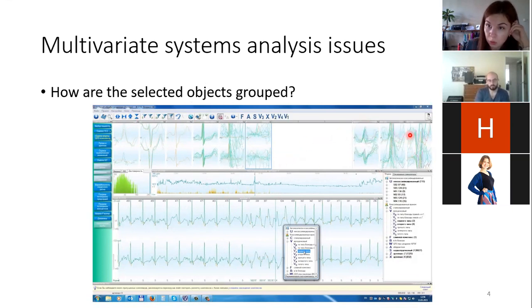So why should we do it? Why should we combine objects in groups? It's only for doctors, because nowadays we could not perform a diagnostic conclusion without a doctor. So we need to show everything we've counted, everything we've calculated, and ask, is it correct or not? So the doctor says, yes, it's correct. Okay. And of course, it can be wrong.